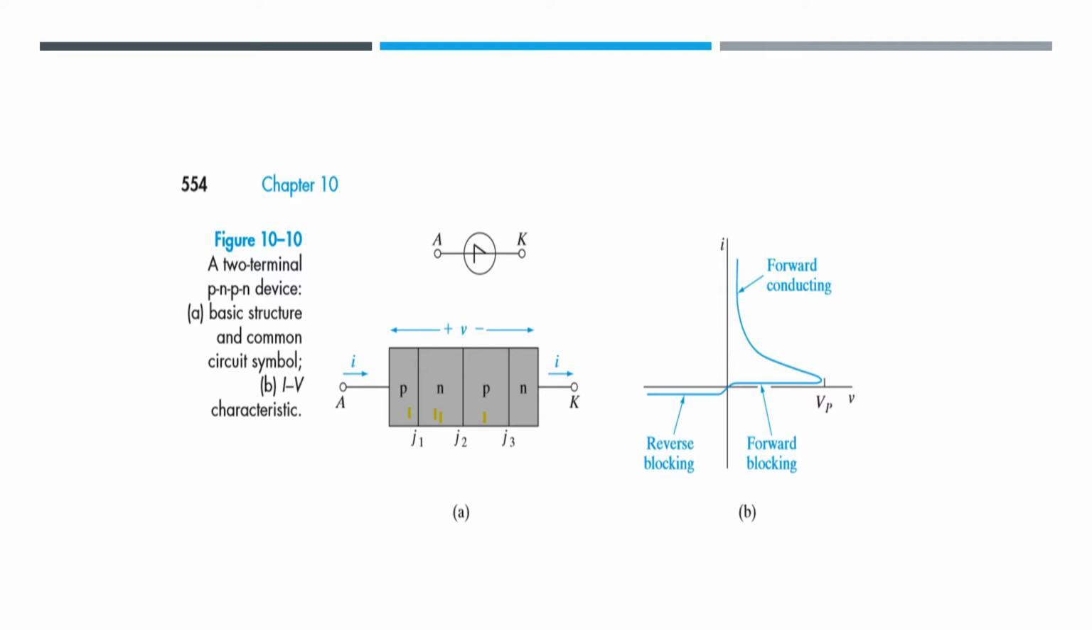First we will consider the 4-layer diode structure with anode terminal A at the outside P region and a cathode terminal K at the outside N region. We shall refer to the junction near the anode as J1, near the cathode as J3, and in between, J2.